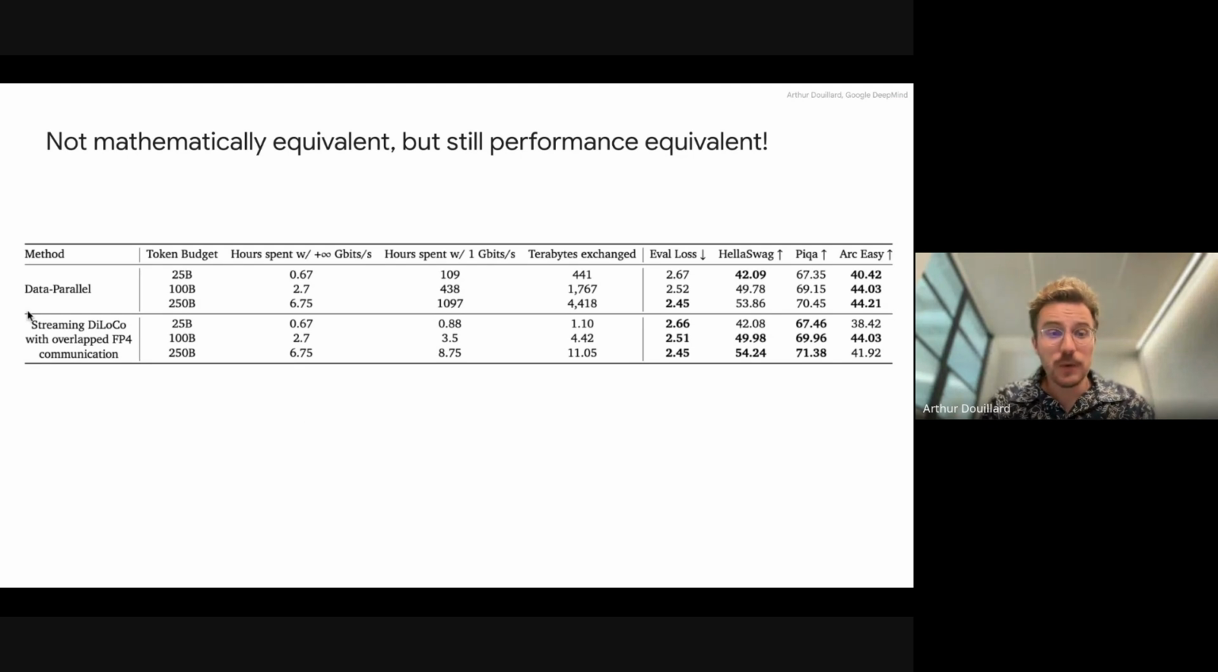And yet we see that, for example, if you train for 200 billion tokens on data parallel versus streaming DiLoCo, and you only have 1 gigabit per second communication between your GPUs, you will take 1,000 hours for data parallel, while only 8 hours for DiLoCo. And yet you find that the performance, both the loss and some downstream evaluations such as HellaSwag, ARC, are roughly similar. So you can be not mathematically equivalent, use much less communication, and yet still be performance equivalent.